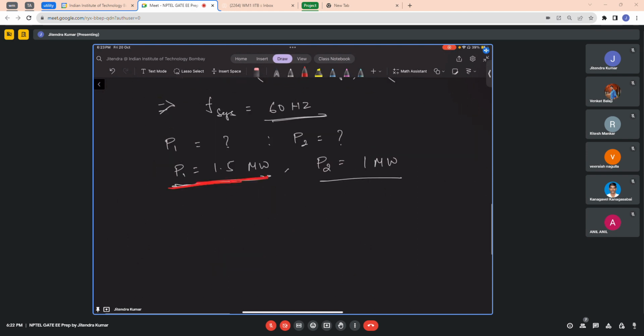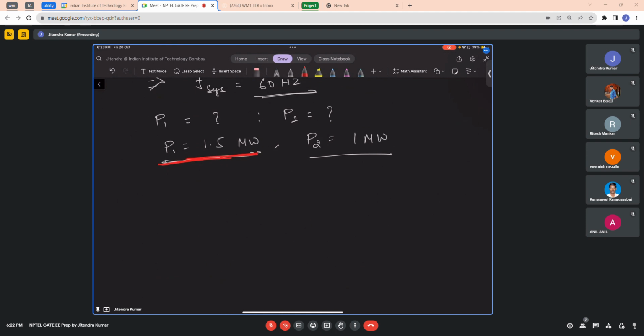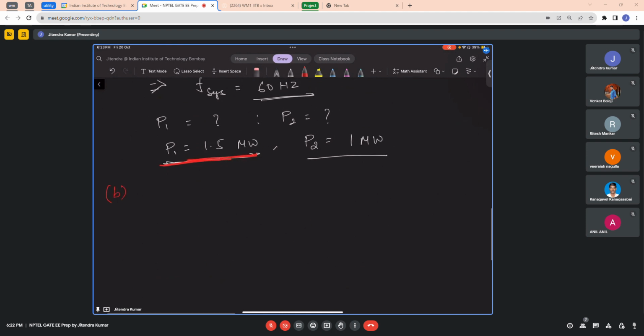Now, in this particular problem, part B, I want an answer from you. If an additional 1 megawatt load is attached, what will be the new system frequency and the power delivered from G1 and G2? I want an answer from you guys.